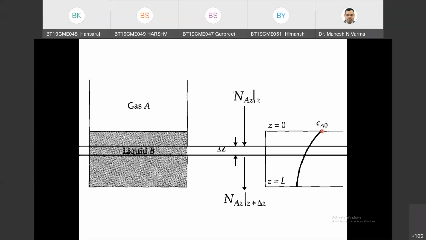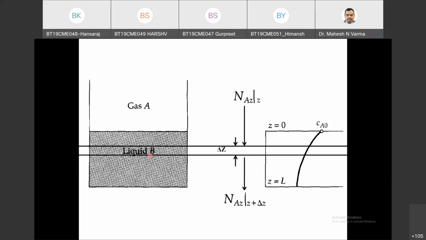If it is a very, very fast reaction, what is the expected concentration of A in the liquid? The maximum at the interface, then it will reduce. Why maximum at the interface? If this reaction is very, very fast, the concentration is zero. If A is reacting with B very fast, then as soon as A reaches here, it will react, forming AB. So the concentration of A in the liquid will be zero all the time.